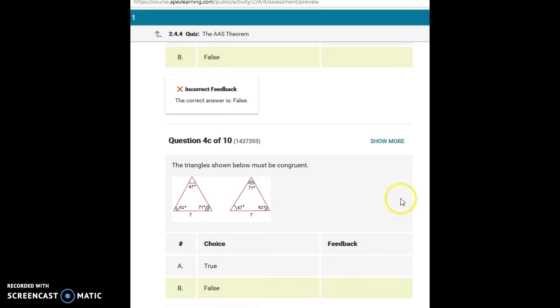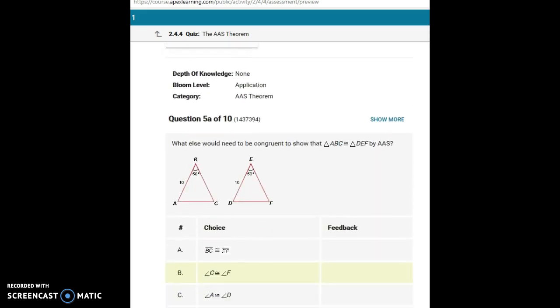Okay, same thing. Okay, 7 and 7, so we can't flip the triangles. So because we can't flip the triangles, 62 does not match 47. So once again, the triangles shown below must be congruent. No, they don't. No, they're not congruent. False. Okay, all right, let's go to the next one.